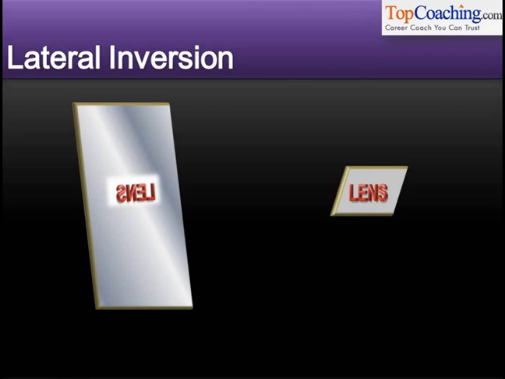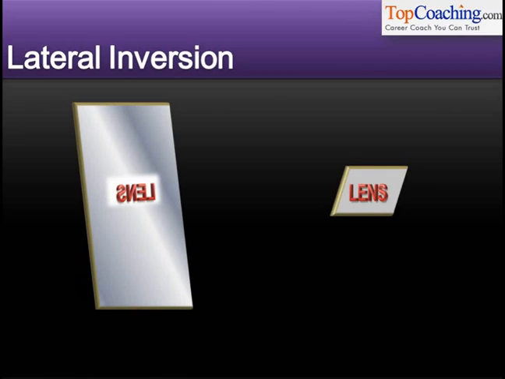Every letter gets inverted inside the mirror from left to right and right to left, isn't it? This change in an image, that is its left side becoming its right side and its right side becoming the left side, in the case of an image of a plane mirror, is called lateral inversion. Understood? So the image in a plane mirror is laterally inverted.